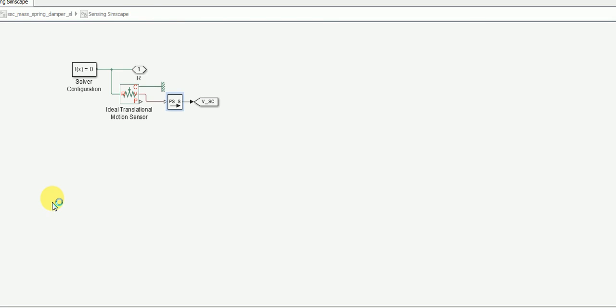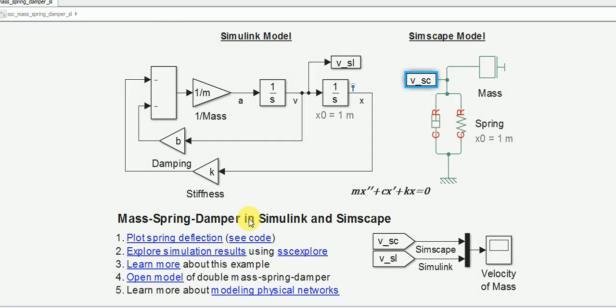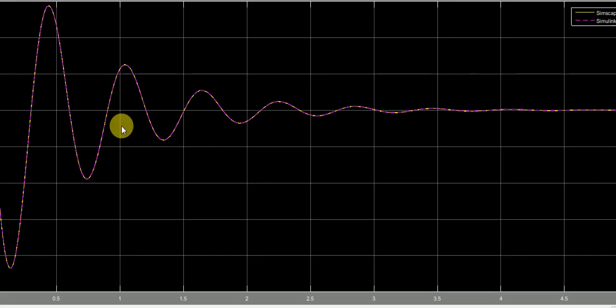Now it is solving that. Now it is ready. We can see the answer. See, both Simulink and Simscape answers are the same.